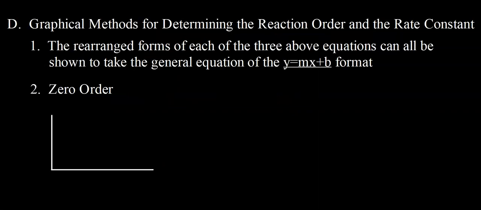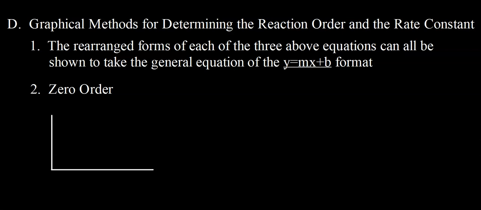In some situations, you may be given a graph of some experimental data, and from that graph, determine reaction order and determine the rate constant. So take my word for it. It says the rearranged forms of each of the 3 above equations can all be shown to take the general formula of y equals mx plus b format, slope-intercept form.